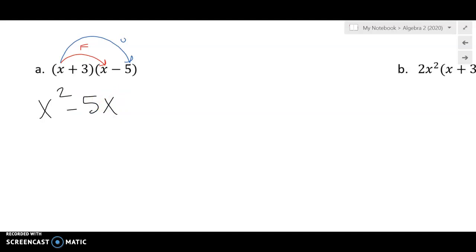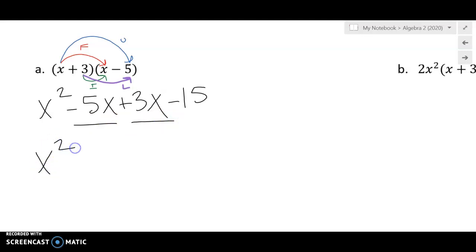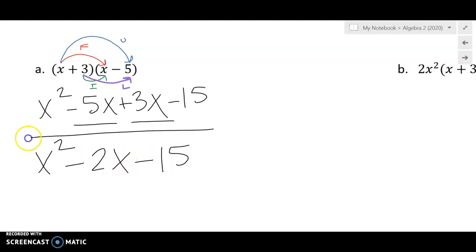Now I move on to I. I is the inside or the inner terms. You multiply 3 times x, that is 3x. And now you do the last. So the last term and the last term, you multiply 3 times negative 5 is negative 15. So I have this written out. And what I want to do, and this is what we practiced yesterday, is combining like terms. I noticed in the middle, those two pieces are like terms, so I'm going to combine those. Nothing in the front. Combine the middle to negative 2x, and then drop down that negative 15. And this is my FOILed form.